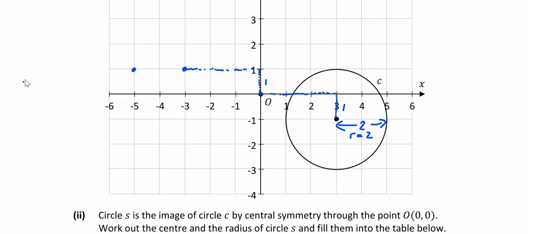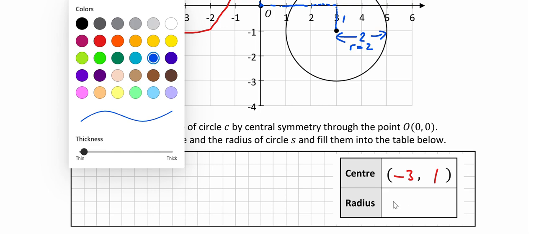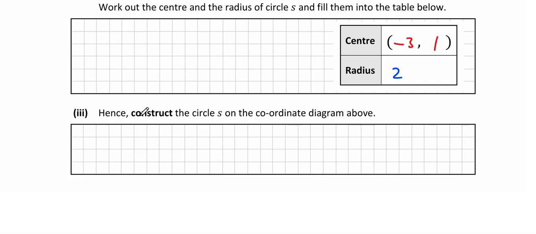Now I'm going to draw a terrible graph. Put the centre here, step out the pointy bit and mark it there and draw your circle. Mine is going to look terrible because I'm drawing it freehand, but you draw it accurately with your geometry set. So just to be clear, the centre is (-3, 1), and your radius, as we established, is going to be 2. Moving on, hence construct the circle.